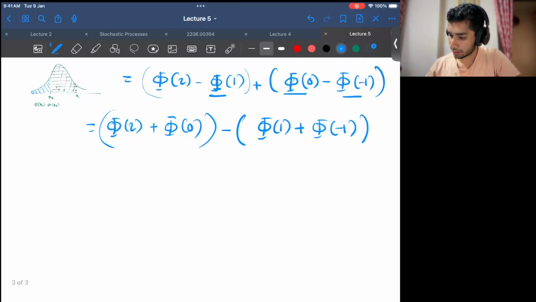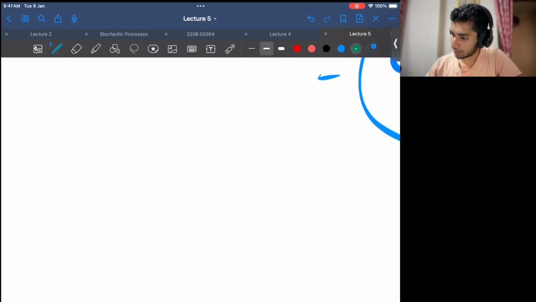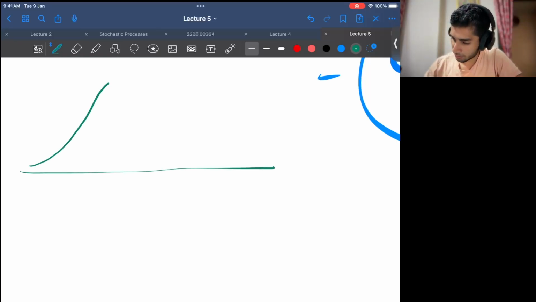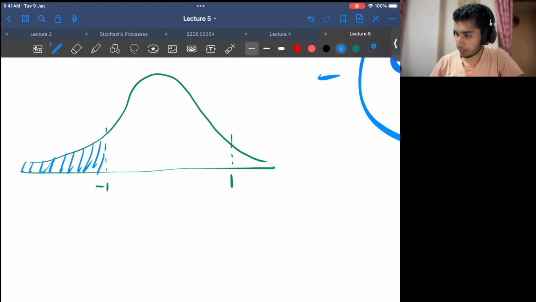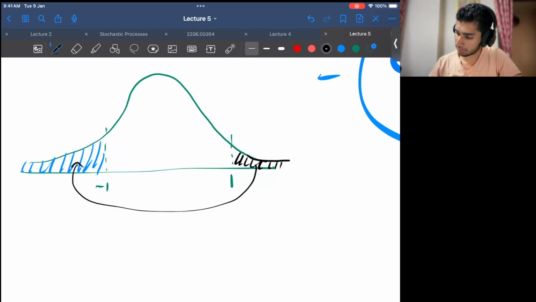Because of symmetry, maybe I will explain it here again. So you have this distribution. This is your 1, and this is your minus 1. Phi of minus 1 is this area, which is actually equal to the area on the right of 1 because of symmetry. I hope you can see that whatever this blue area is, this blue area and this black area, both of them are the same because of the symmetry of this normal bell-shaped curve.